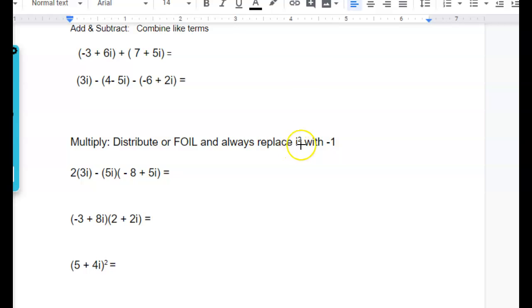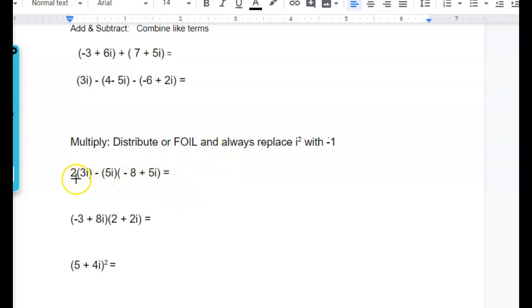Anytime I see an i squared, so when I multiply an i times an i, like in this one, I'm going to get an i squared. The rule with this is you never leave an i squared, you always replace it with a -1. So what happens is an i squared is like forbidden, and you replace it with a -1 so that it's going to combine with a constant.